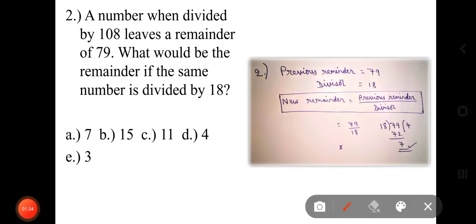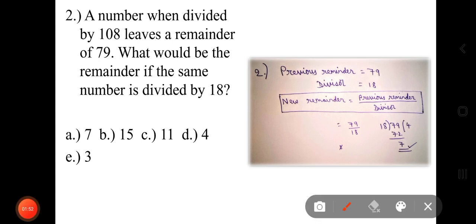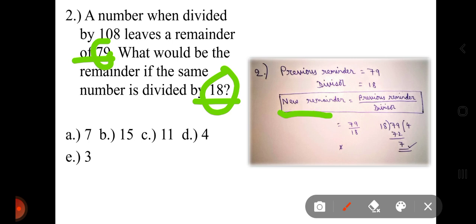A number when divided by 108 leaves a remainder of 79. What would be the remainder if the same number is divided by 18? In this kind of problems we have to see two things. One is the previous remainder and the other is the divisor of 18. That means we were given the old remainder and the divisor, and we were asked to find out the new remainder. When the old remainder and divisor are given and we are asked to find the new remainder, there is a formula. New remainder equals previous remainder divided by the divisor.